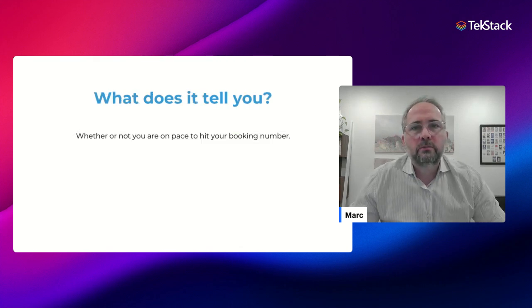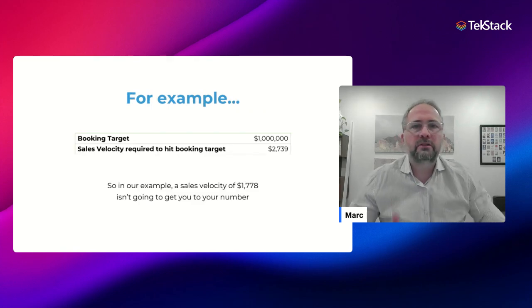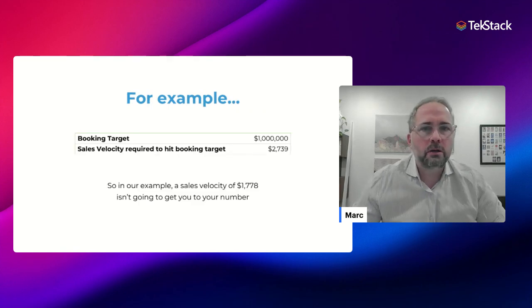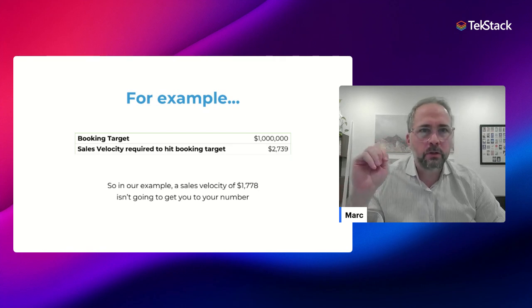Okay, so that in concept is what sales velocity is. Now, what does it tell you? It tells you whether or not you're on pace to hit a number. So, for example, let's say our booking target is $1 million. If your booking target's $1 million for the year, that is, I want to book $1 million in brand new ARR. So let's say I'm a $5 million ARR company, and at the end of this year, I want to have a run rate of $6 million. I want to book $1 million in the next 12 months. I need to be booking $2,700 a day. So that's basically what this means.